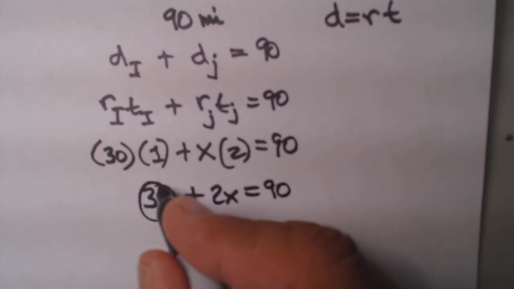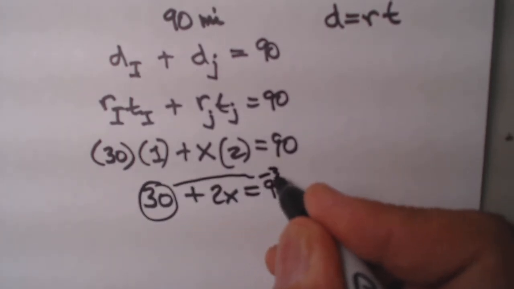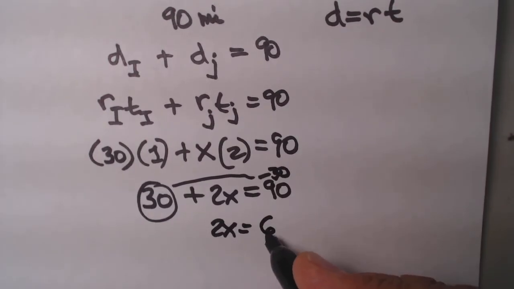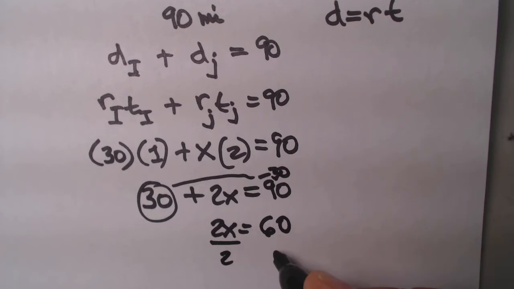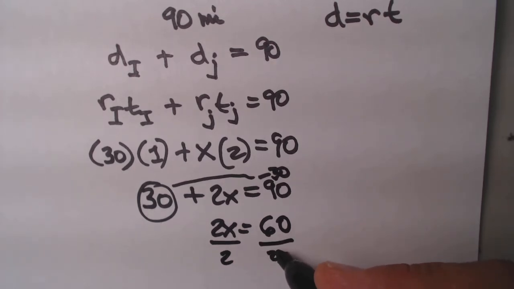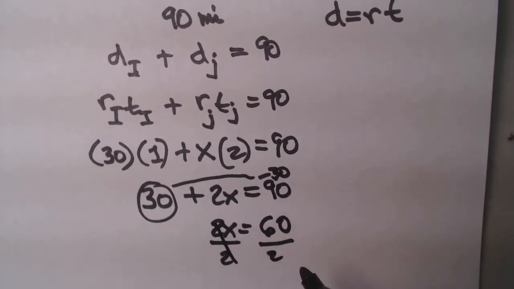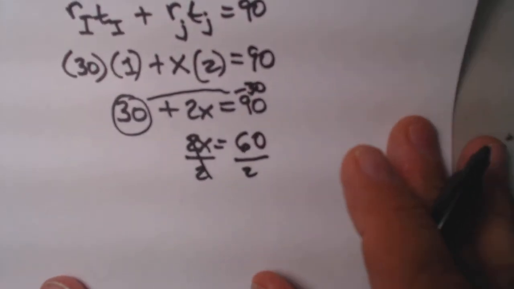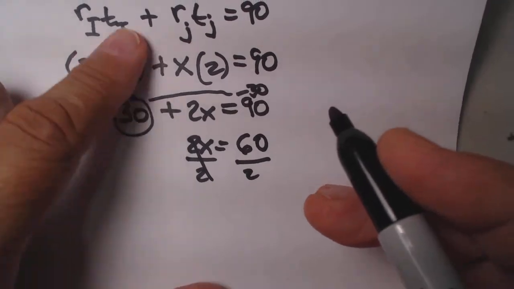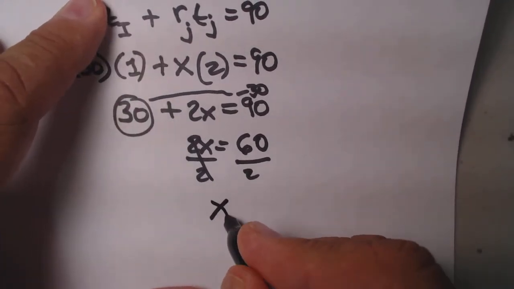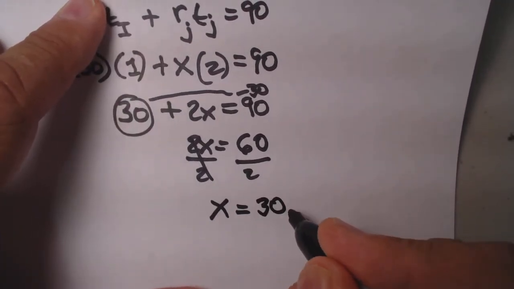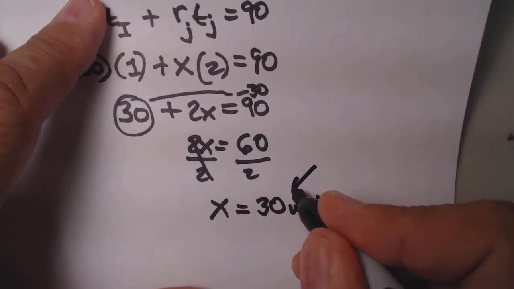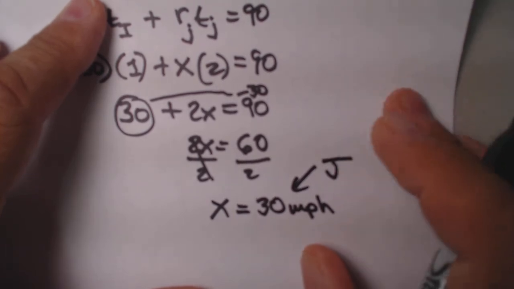I have to take the plus 30 and move it over as negative 30. So I get 2x equals 60. Divide both sides by 2. And it looks like we've got our final answer here. X equals, let's put it down here, X equals 30 miles per hour. And that happens to be Jose's speed.